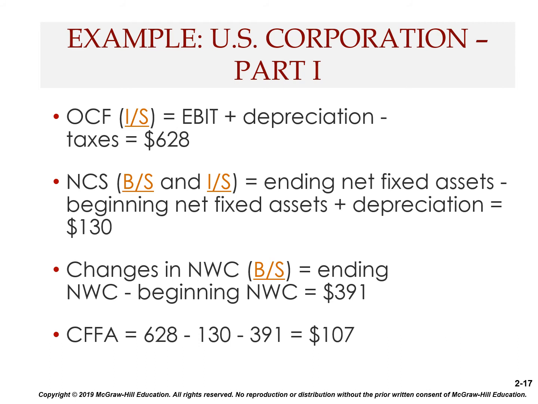So cash flow from assets will be operating cash flow, the positive 628, minus the amount that you spent on buying fixed assets, minus the part that was paid to the creditors or stockholders, 107. That's how much is left over, 107. That is the cash flow from assets.